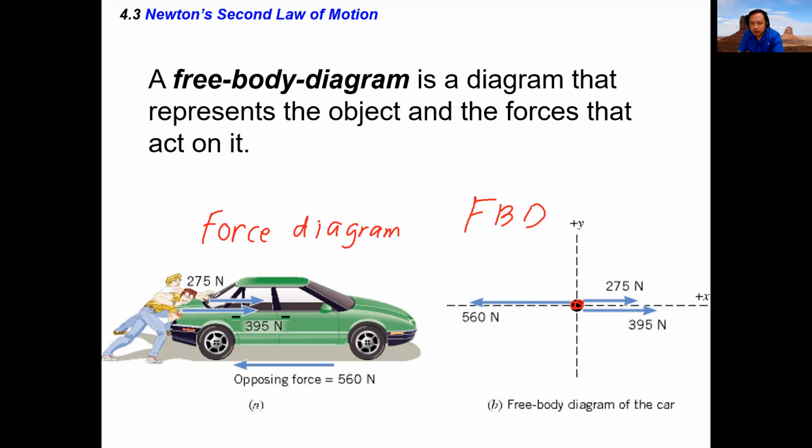Like if there are two forces acting in the positive x direction, 275 newtons and 395 newtons, you can have them here. And another force which is opposite, which is 560 newtons, you can also draw that way. So this is the free body diagram. You represent the object as a dot to represent its center of mass. This is important in problem solving because if you want to get the net force, you can add all the forces acting on x and all the forces acting on y and use the appropriate trigonometric ratio.